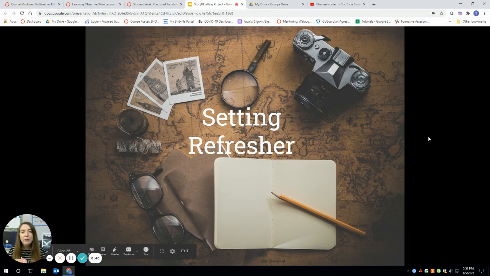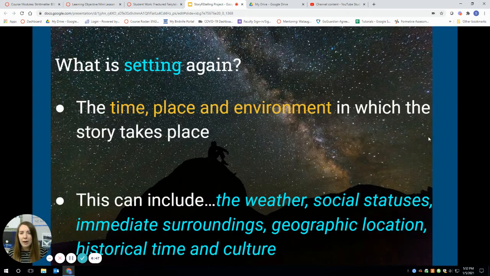All right, so that's it for point of view refresher. Let's look at a setting refresher now. I know you guys know what setting is, but I want to look at why we care about it. So setting, a lot of people think of it as just the place. It is not just a place. Setting is the time, the place, and the environment in which the story takes place.